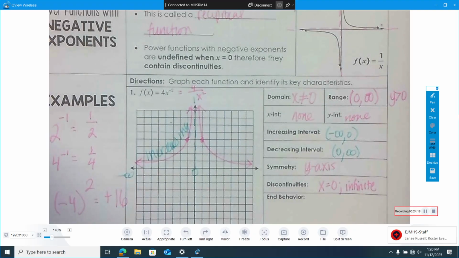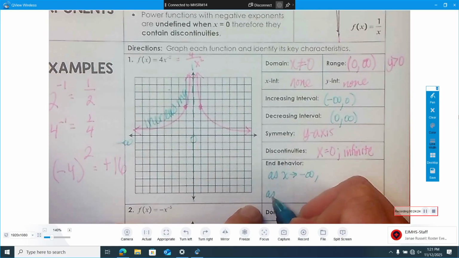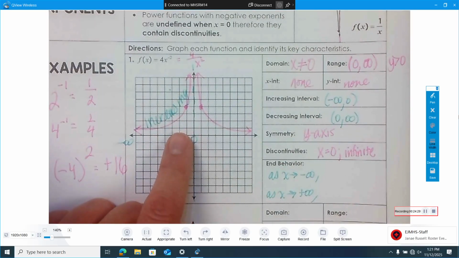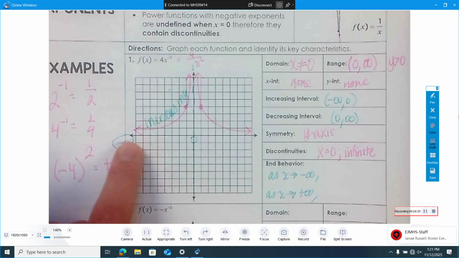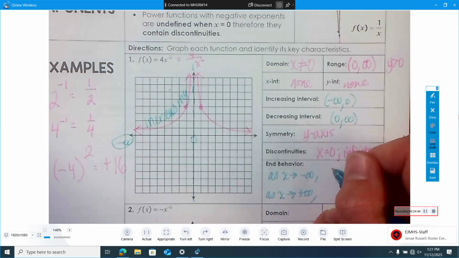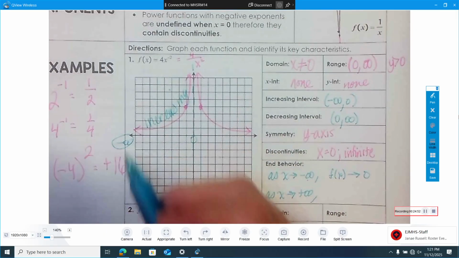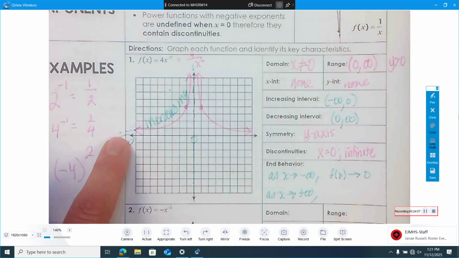Okay. End behavior, this is an interesting one. As x approaches negative infinity and as x approaches positive infinity. Looking at our graph here, as x approaches negative infinity, as we are moving towards negative infinity, what is our y value doing? It's decreasing, getting close to 0, yes. The function is approaching 0. We are not going to infinity on a function like this. We are getting closer and closer to 0.